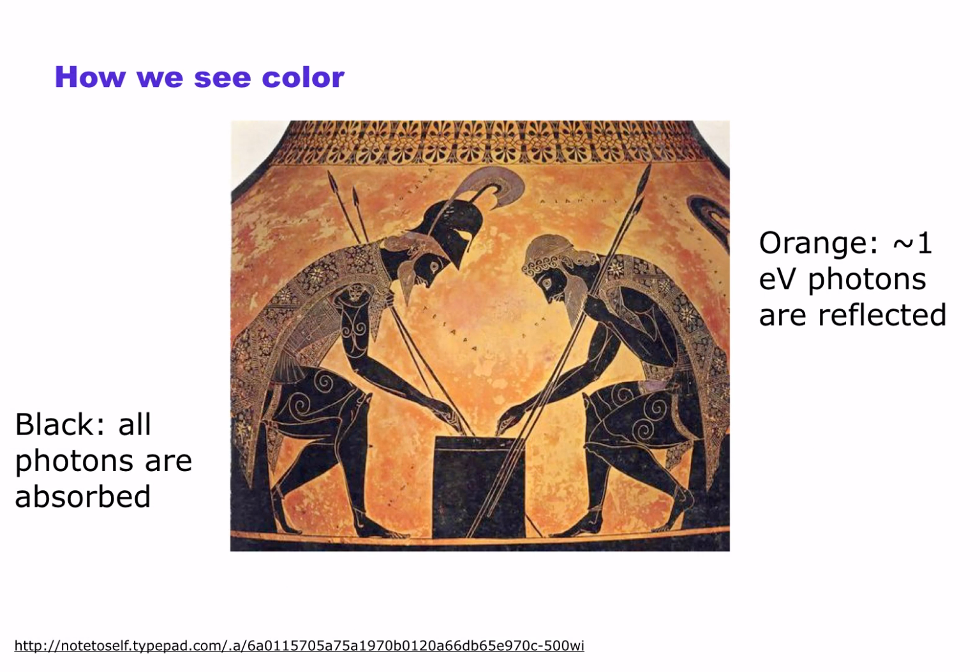Let's take a look now at a ceramic, black on red, typical of the classical period in ancient Greece. Now, when we have black, all photons are absorbed. In orange, around 1 electron volt of photons are reflected back at our eyes. Now, the 2 colors you see here come from 2 different combinations of 2 distinct elements. Can you guess which one?